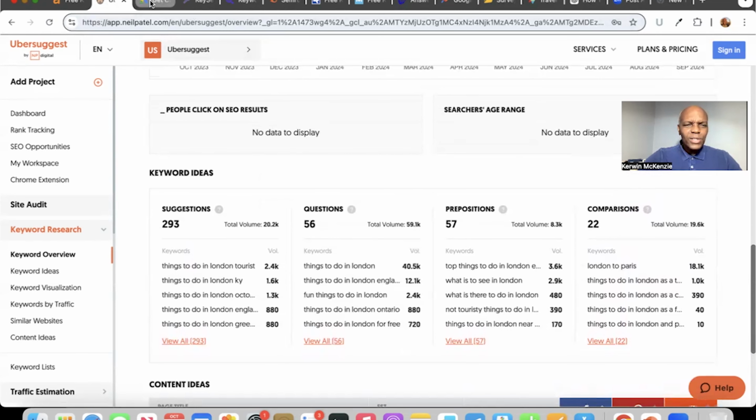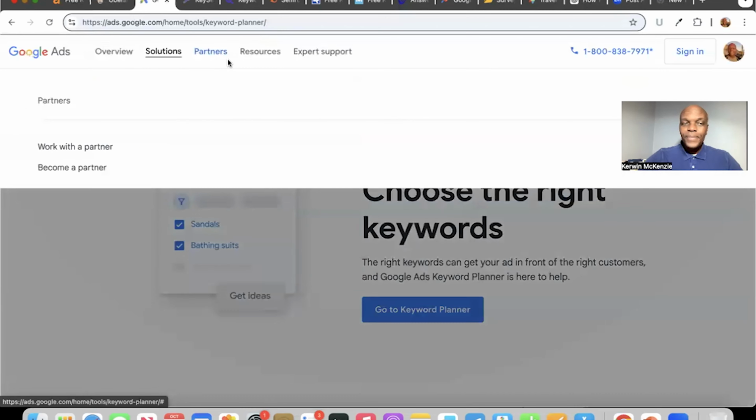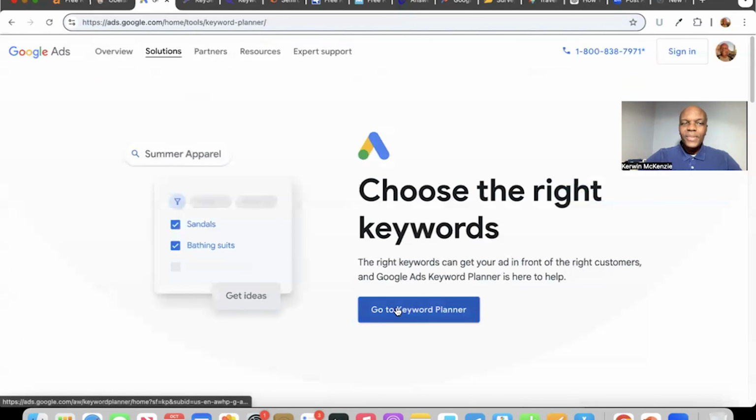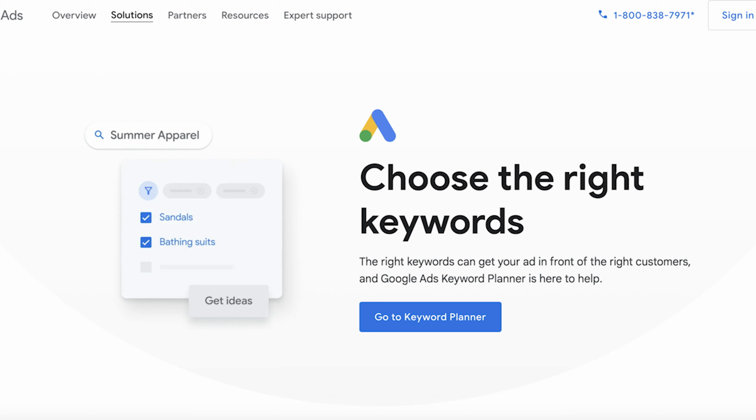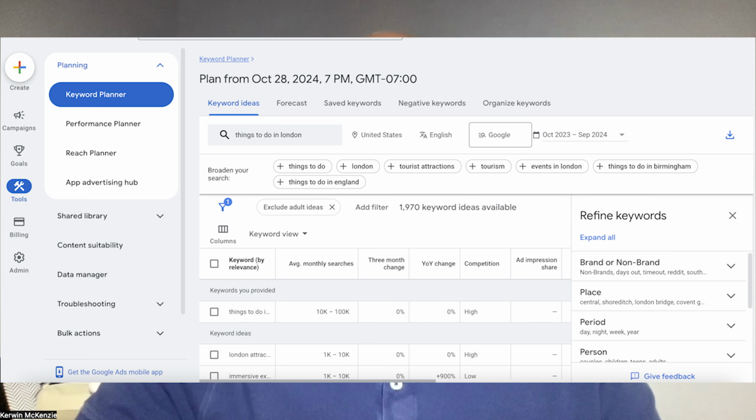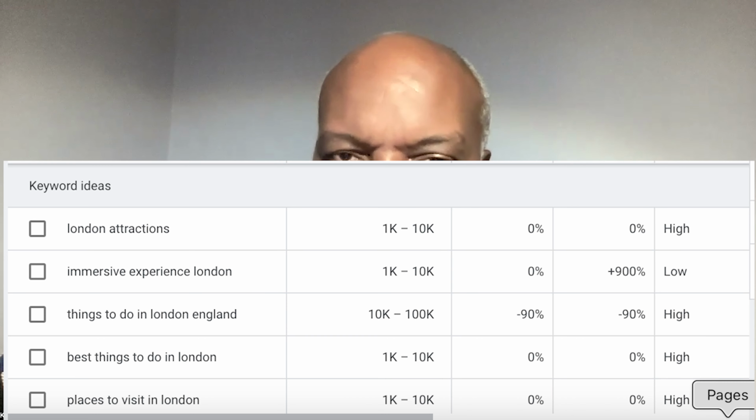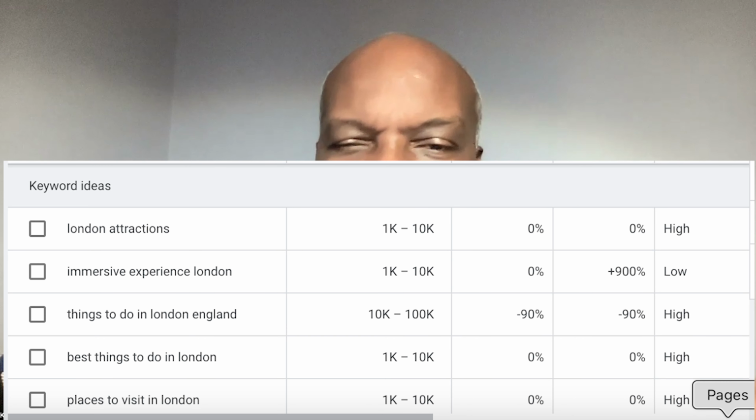There's also another one called Google Ads, Google Keyword Planner. And if you just click on this button and type in your keywords, it'll tell you the same thing about the keyword, the top keywords, your competition, and it gives you a whole plethora of things. I won't go through that one because it's going to sign into my account and I don't want it to do that.